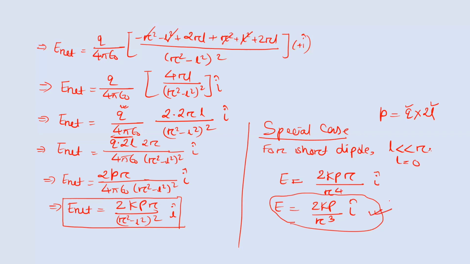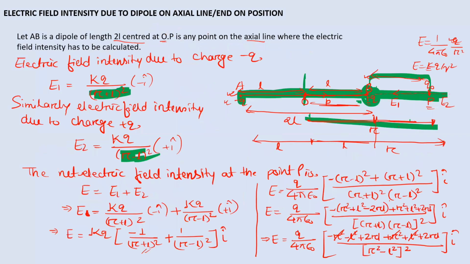Done. So this is how you can calculate. The only thing you will have to remember is that you need to write the electric field intensity due to both the charges, then add it up. You need to see the direction of the electric field intensity, and you need to take care of the distance R.